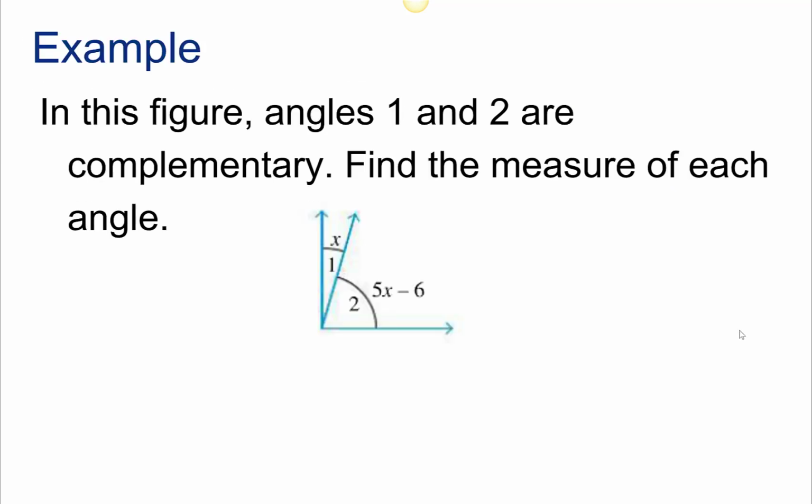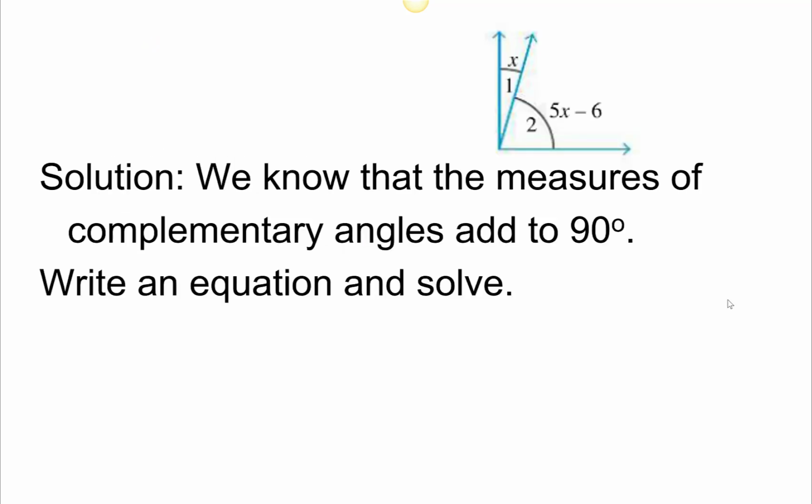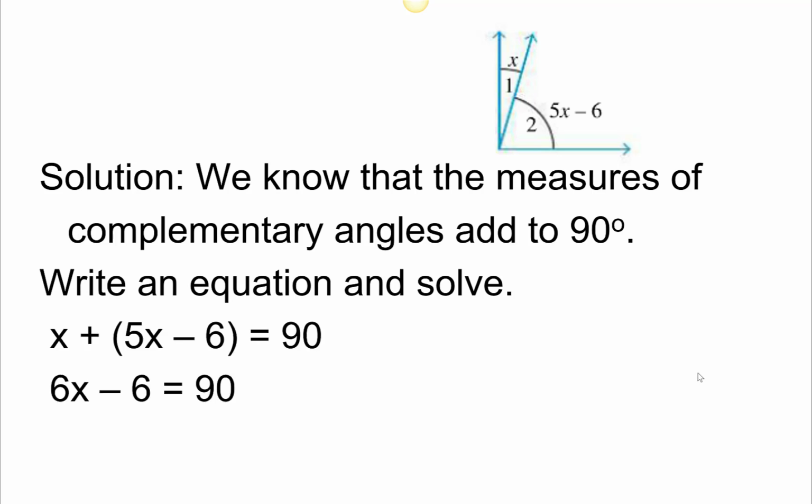In this figure, angles 1 and 2 are complementary. Find the measure of each angle. So we can write an equation here. We know the measures of complementary angles add to 90. The measure of this angle, which is 5x minus 6, plus the measure of this angle, which is x, has to equal 90. Simplify on the left side, so 6x minus 6 equals 90. Add 6, divide by 6, and we get x equals 16.